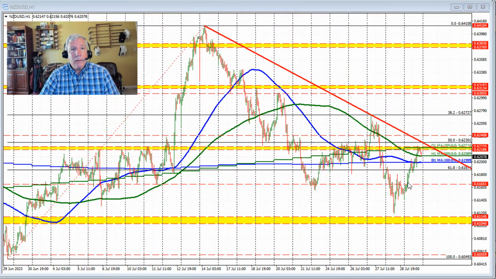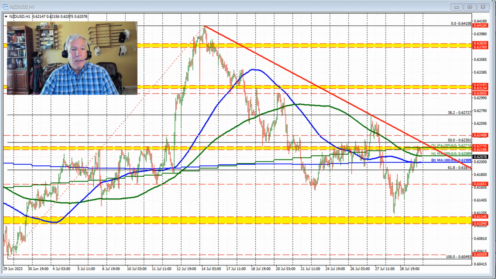This is a Forex quick look. Take a look at the New Zealand versus US dollar. We're getting ready to start the new trading day in New Zealand, and the US session saw the price continue its move to the upside that started in the Asia Pacific session last night and continued into the European session.